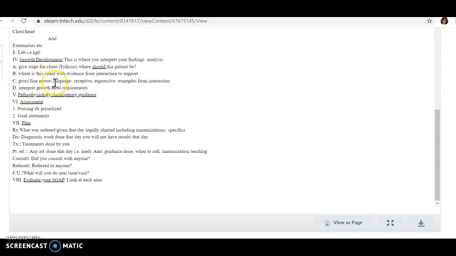Again, here you're going to address gross and fine motor. How is their language? Are they able to hold a pen? Are they able to write their name? You're just going to list some things here that you observe.